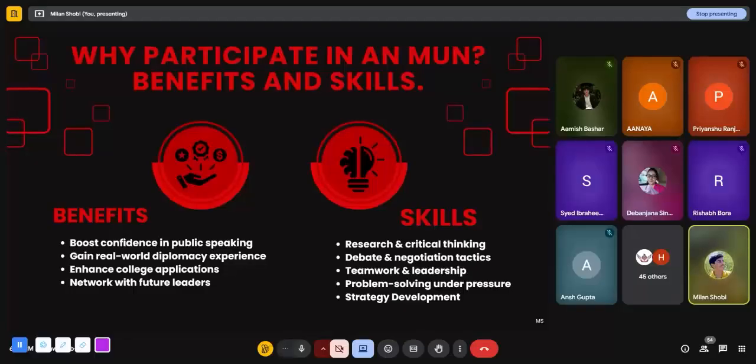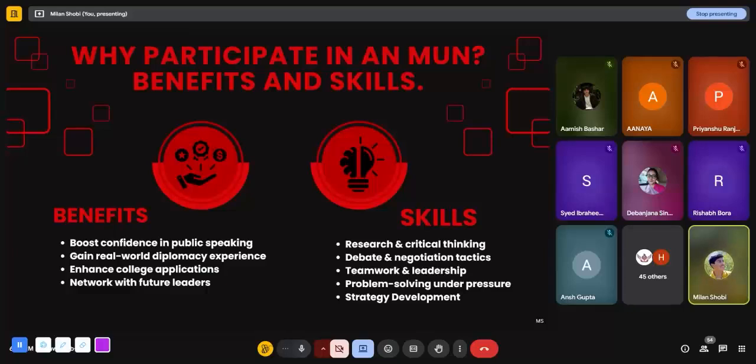Going further, you really have the network which you can build with future leaders. A lot of future leaders today, including those who are into politics today, really were into MUNs, because MUN is one place where you can really show off and at the same time really harvest your debating potential.